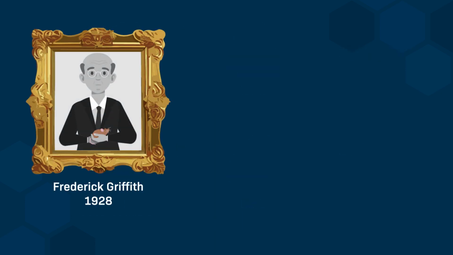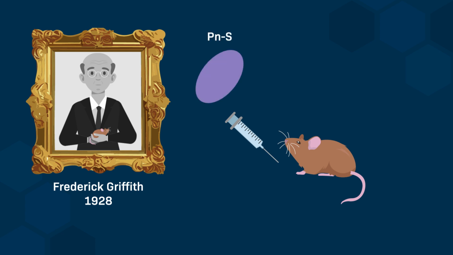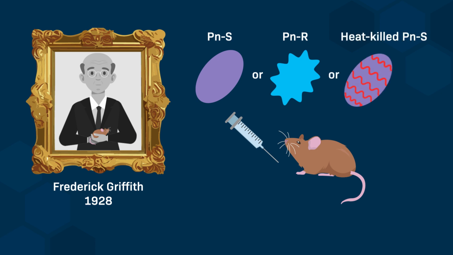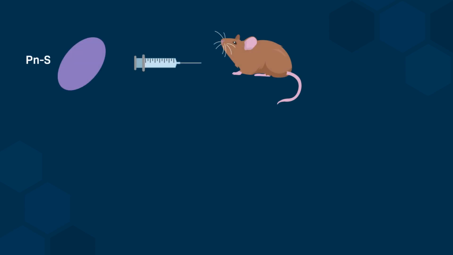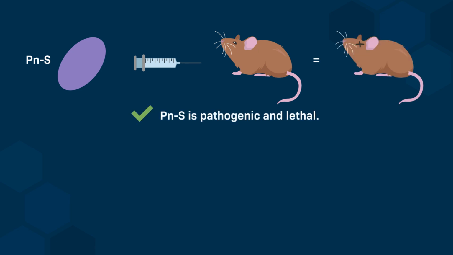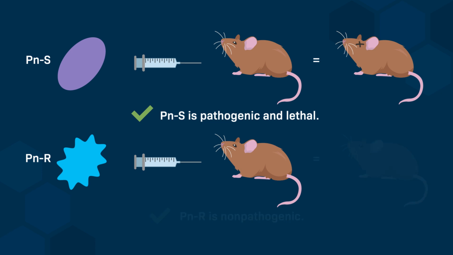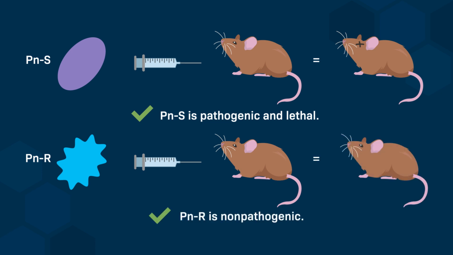In 1928, Frederick Griffith conducted experiments to test pneumococcus's pathogenicity. His approach involved infecting mice with live pathogenic pneumococcus, live non-pathogenic pneumococcus, or heat-killed pathogenic pneumococcus, and comparing the results. In the first set of experiments, a wild-type live pneumococcus strain was injected into mice. These mice developed pneumonia and died, which demonstrated the pathogenic nature of PNS. In contrast, when a mutant live pneumococcus strain was injected into mice, they survived and did not develop pneumonia, which demonstrates the non-pathogenic nature of PNR.